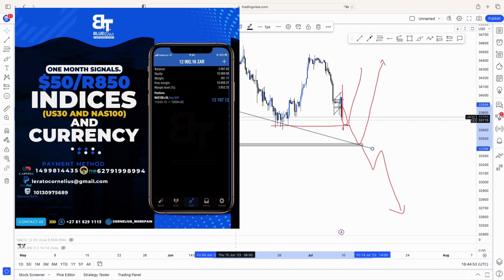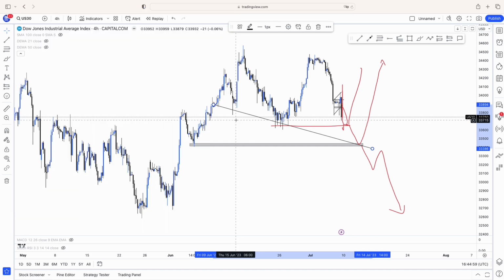Obviously most people always ask me, how many signals do you give, guys? I don't know how many signals I will give this coming week. I just know that if there's an opportunity on US30 or a couple of currencies that I'm checking for the week, then I'm going to give you a signal. But if there's no opportunity, I won't.